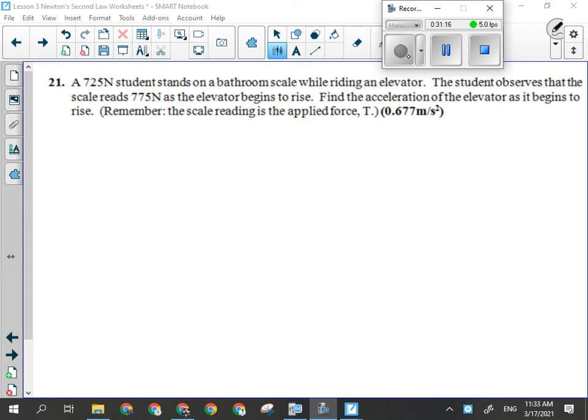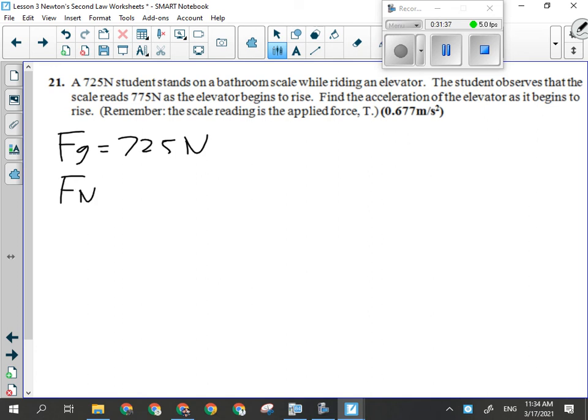So we have a 725 newton student. That's their weight. That's the force of gravity. If they tell you that somebody has this many newtons, that's their weight, that's the force of gravity. So we know Fg is 725 newtons. We know that when they're on the scale and the elevator begins to rise, the upward force, which we call the normal force, is 775 newtons. So they feel heavier than normal. We want to find the acceleration of the elevator as it begins to rise.